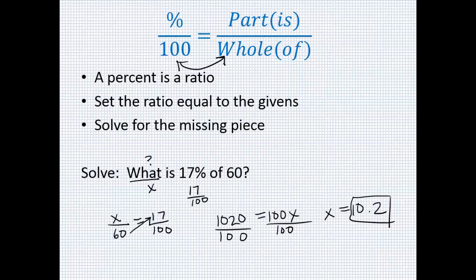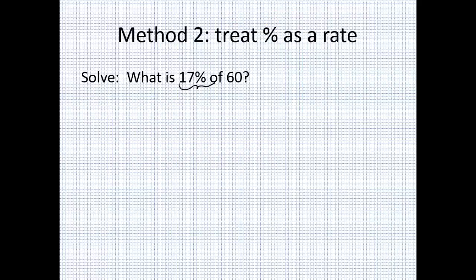There's another way to look at this problem. If we treat 17% as a decimal rate instead of a fraction out of 100, we can multiply by 60 because of the of. Remember, of always means times. And we get the exact same answer when we multiply those. So you can either treat the percentage as a rate or a ratio. You're going to get the same answer either way. This has to do with you choosing what your first instinct is and following through with it. Or if you'd like to use the same method every time, the proportion method works consistently.